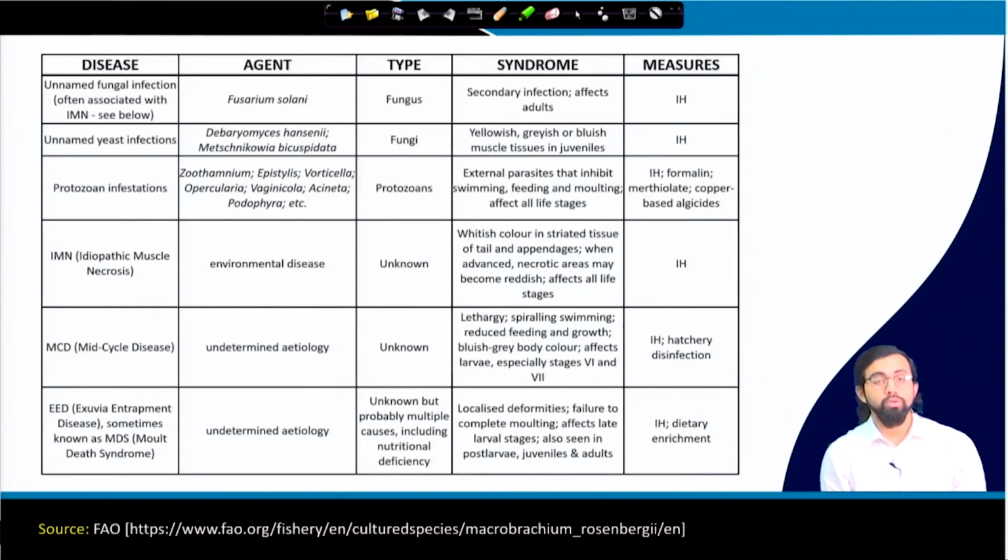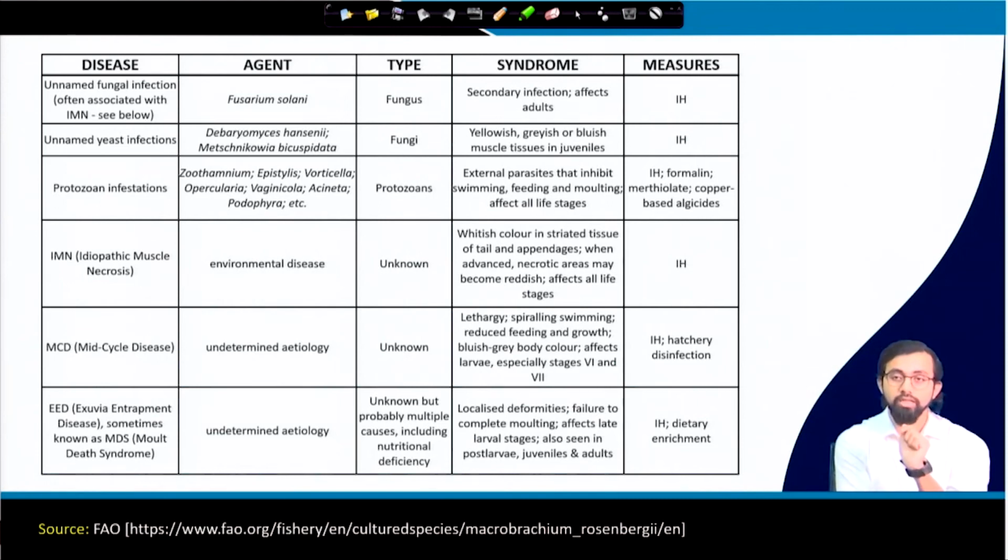Okay, so there are other diseases as well, a lot of them. I'm not going into details. You can see that the type of microorganism responsible can vary a lot. It can be viral, bacterial, fungal, or protozoan, and there are some unknown organisms which are also involved, like idiopathic muscle necrosis. It's called an environmental disease, where the type of species is still unknown, still under study.